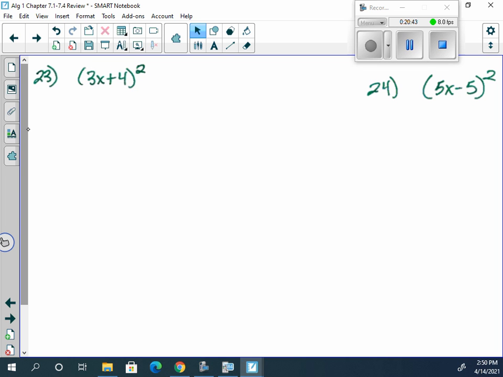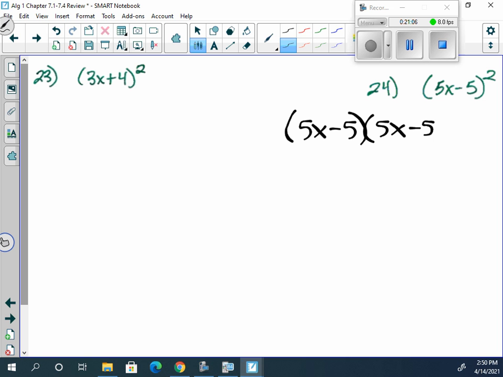Do we want to look at 23 or 24? I want to look at either one of these here. 24. Now it says 5x minus 5 squared. But whenever we square something, we're saying that we're multiplying it by itself. So really what we have is 5x minus 5 times 5x minus 5. We have to rewrite it back out. So for both of these here, when they're squared, we're saying that it's multiplied by itself.